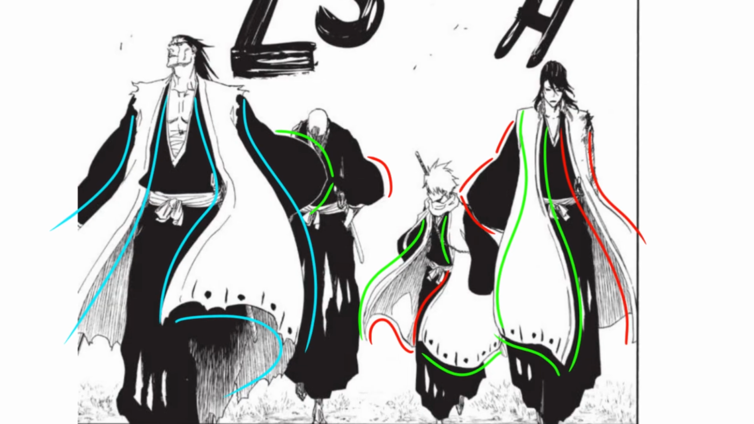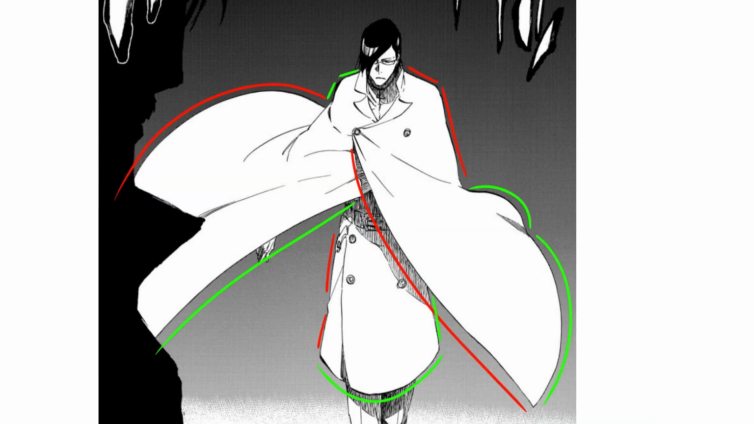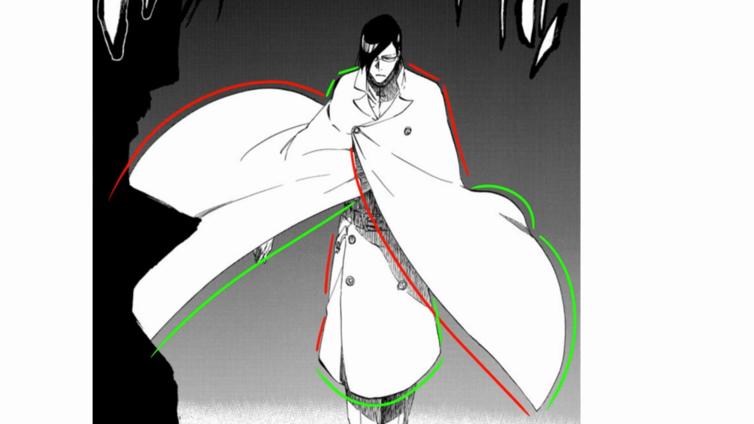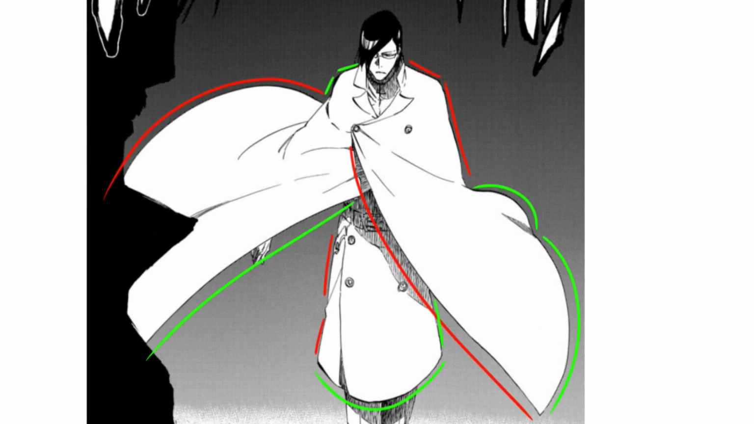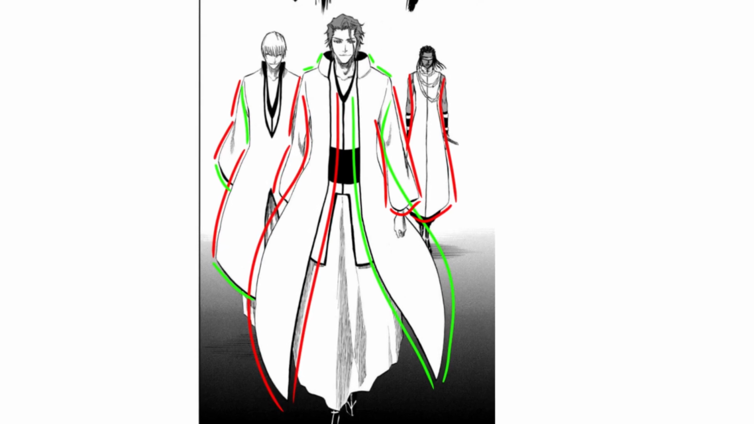Flow is a technique where part of the art moves left to right in a zigzag pattern. The way the long pieces of fabric flow in Bleach is so appealing to look at. See this Uryu in the Blood War, Aizen in the Arrancar arc, and the Shinigami in the Fullbring arc.